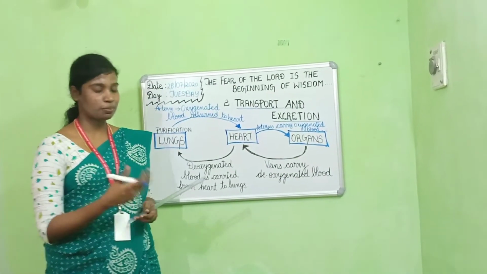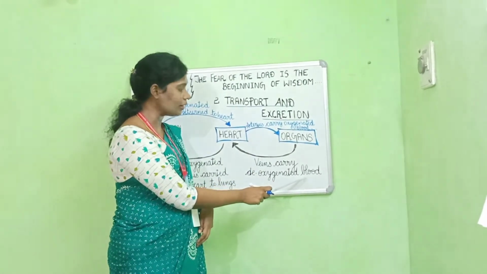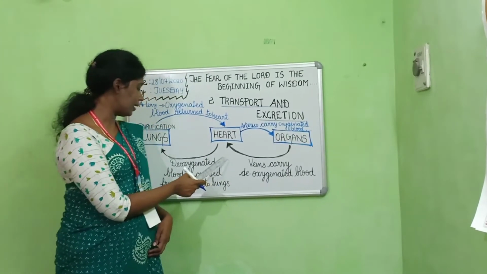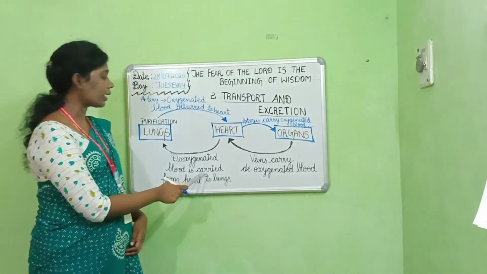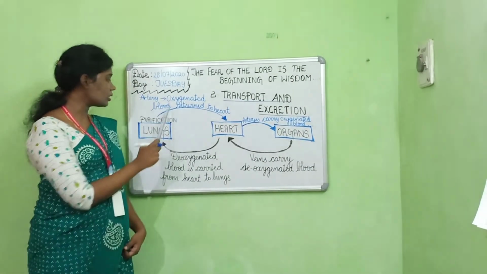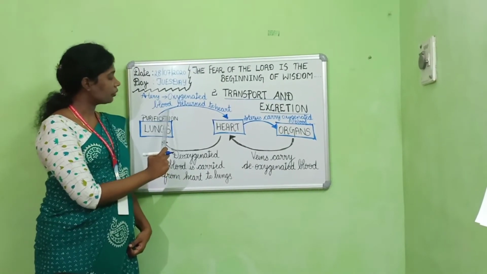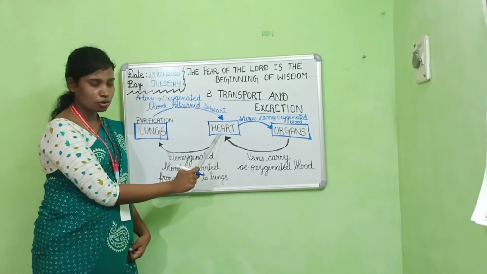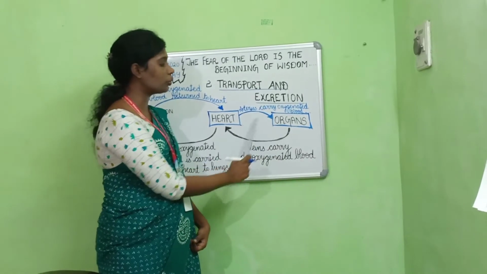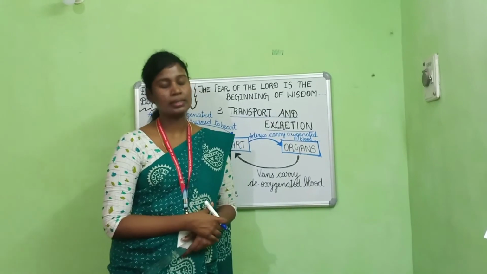So children, I will explain again. The veins carry the deoxygenated blood from different parts of the body to the heart. The heart pumps the blood. So the deoxygenated blood is carried from the heart to the lungs, and after oxygenation or purification, the oxygenated blood returns back to the heart, and from the heart the oxygenated blood is pumped to different parts of the body through the arteries. So this is how blood flows in the body.